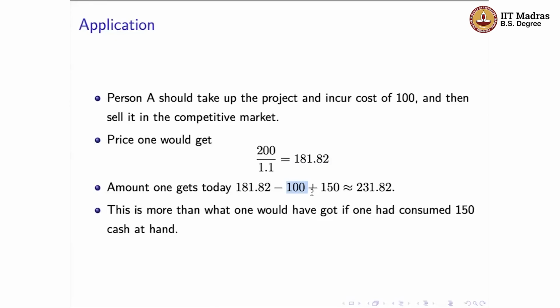Now, notice this is definitely much more than one would have got if one had just consumed the 150 cash at hand. So person A, by investing in this project and then selling it today itself, is getting more money, 231.82, compared to what one would have got by consuming the 150 cash. So even though this project involves an upfront cost, person A should still be willing to do that, because the return from selling it today more than compensates for the cost incurred.